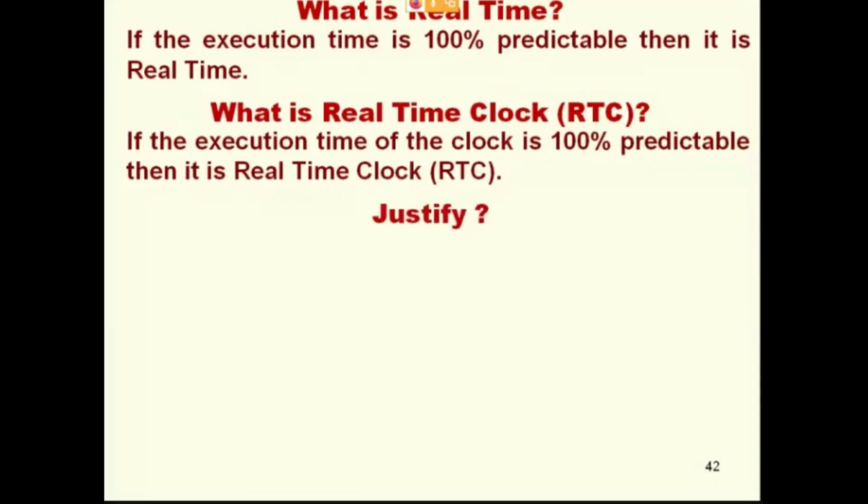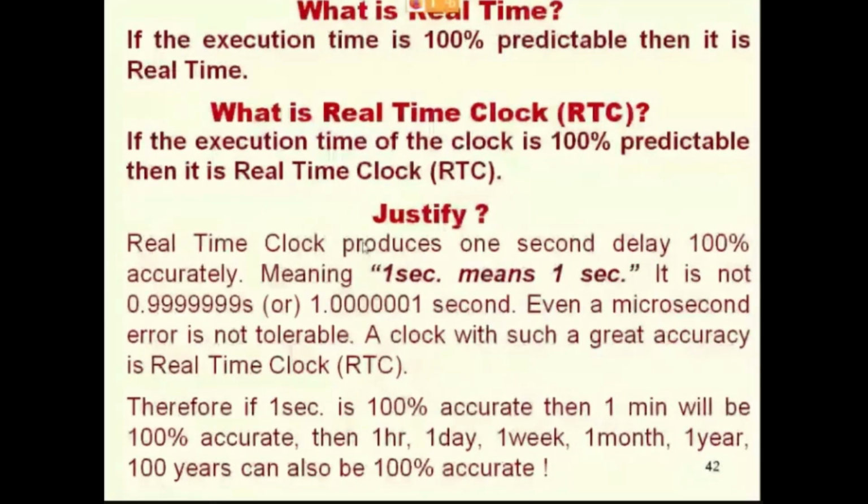Can we justify? Yes, we can justify. Look at the screen. A real-time clock produces 1 second 100% accurately. 100% accurately means 1 second means 1 second. It is not 0.9999 second, or 1.00001 second. 1 second means 1 second.